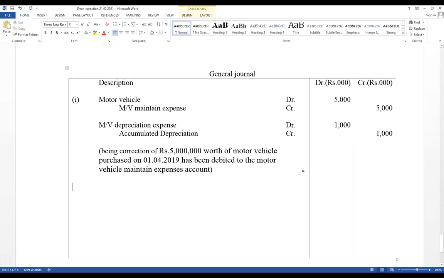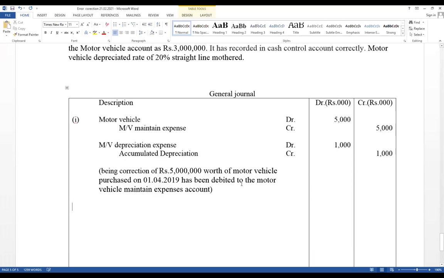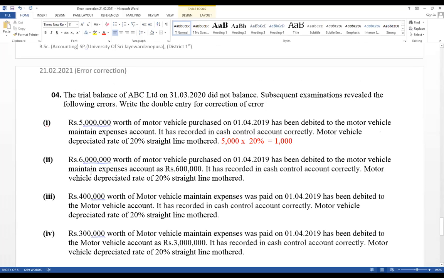Now think about the second one, also the same way, but there is a small difference. Read the second one carefully. Rupees 6 million worth of motor vehicle purchase on 1st April 19 has been debited to the motor vehicle maintenance expense account as 600,000. The value is not correct now. Therefore, it affects the suspense account.